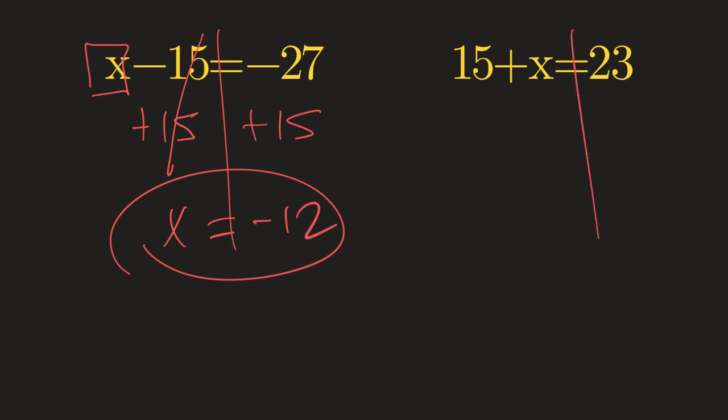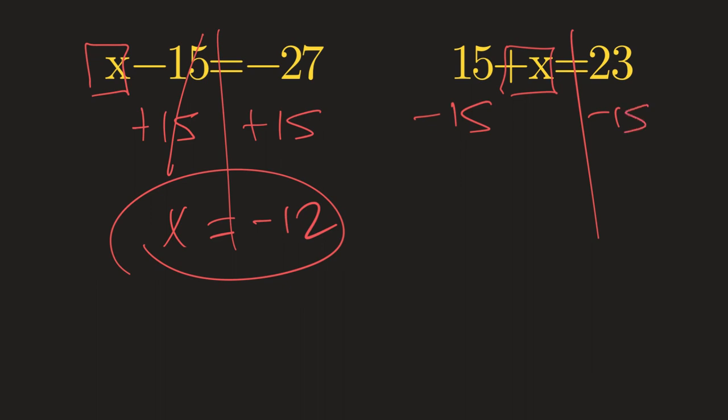Okay, over here, right side. Right side's 23. Left side? 15 plus x. Identify your variable. What are we solving for? X. And that x is by itself. It's positive. So what do we need to get rid of to get the x by itself? 15. Is the 15 positive or negative? Positive. So what do we need to do? Subtract.